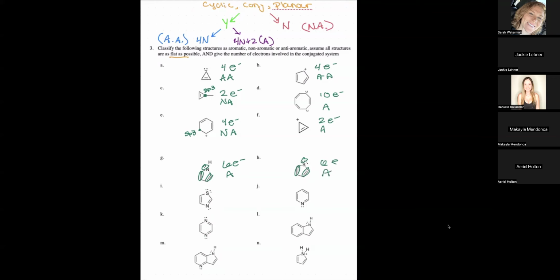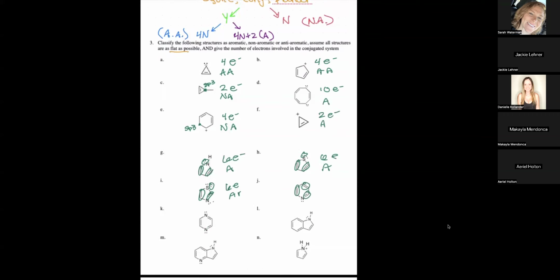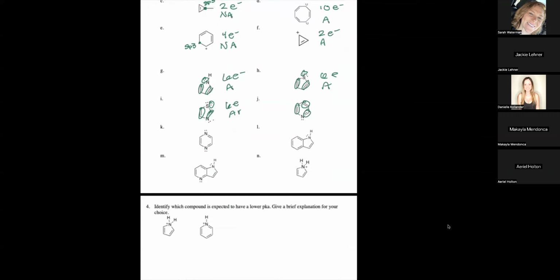This one is 6 electrons because you have 1, 2, and then this nitrogen has a lone pair and a double bond. It can only donate one of them. It's going to do the double bond, right? But it can only do one or the other. So again, aromatic. Same thing here, 6 electrons because of the double bond. It's going to do the double bond over the lone pair. So same thing, 6 electrons, aromatic, right? This one again, 6 electrons, aromatic.